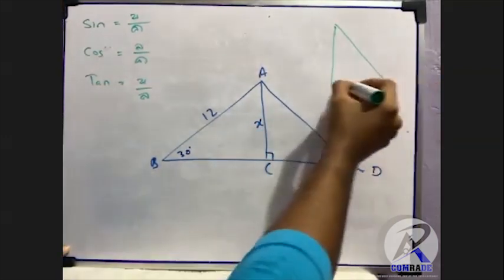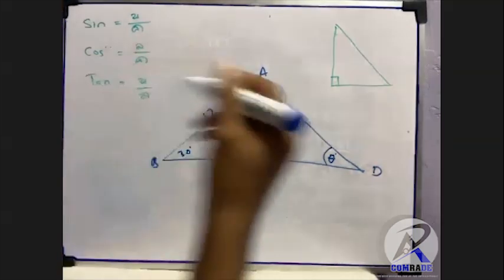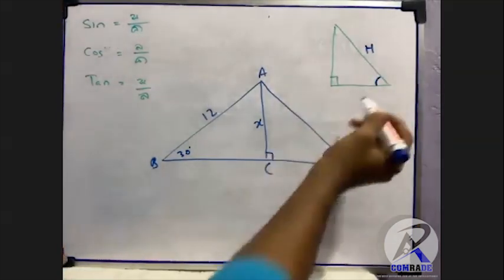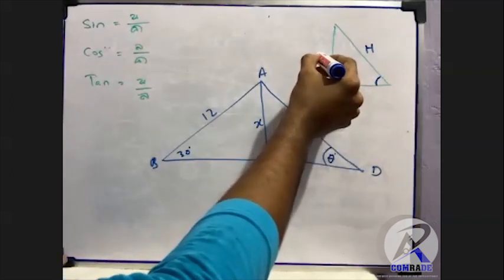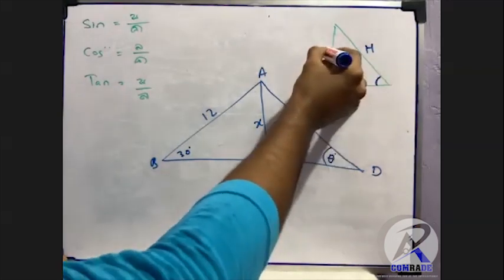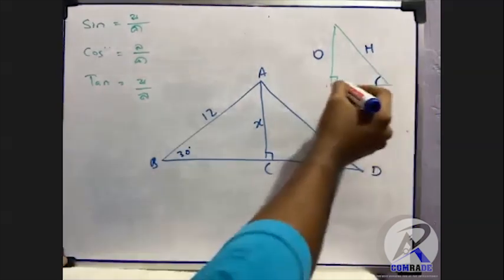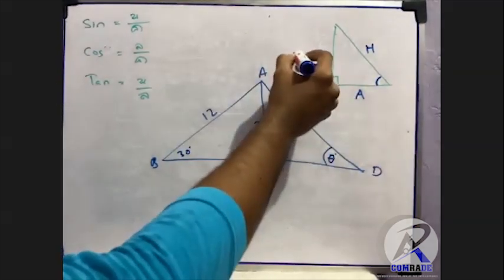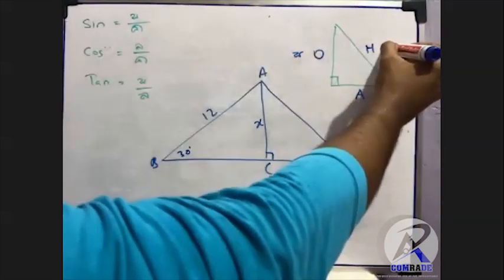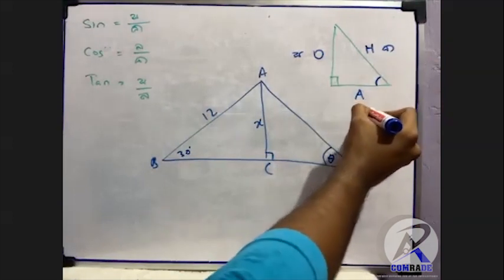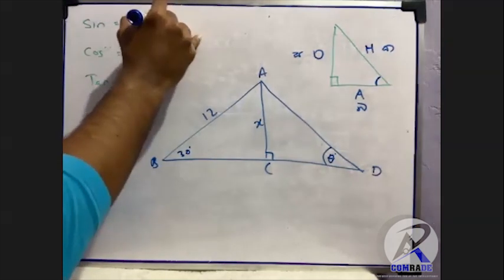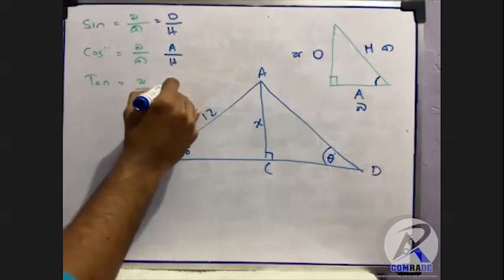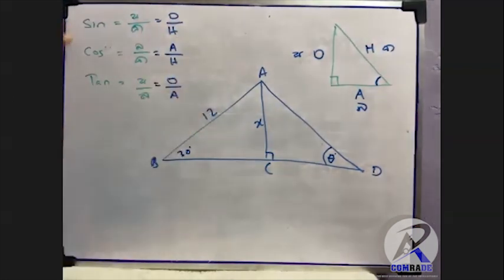When we have a right-angled triangle, this is the hypotenuse. If I consider this angle, the side opposite to this angle is the opposite side. The side next to this angle is known as the adjacent side. So I'm writing A for adjacent side, the hypotenuse is H, and the opposite side is O. So sine, cos, tan: OH, AH, OA.